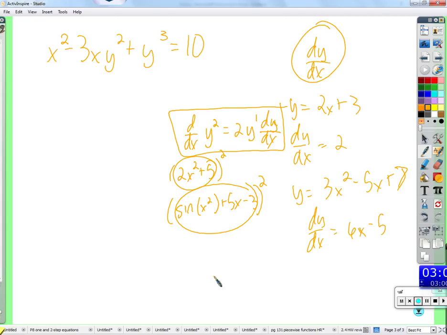But if we did know what it was, we would take the derivative of it with respect to x. For this one, we multiply by 2 and take the derivative of the inside, so we would have 2 times 2x squared plus 5 times 4x. This one, we'd have 2 times the sine of x squared plus 5x minus 3 times the cosine of x squared plus 5x minus 3 times 2x plus 5, because we multiply by the derivative of whatever we see inside. Treat y like an inside function. We can write that down: implicit differentiation, treat y like the inside function.